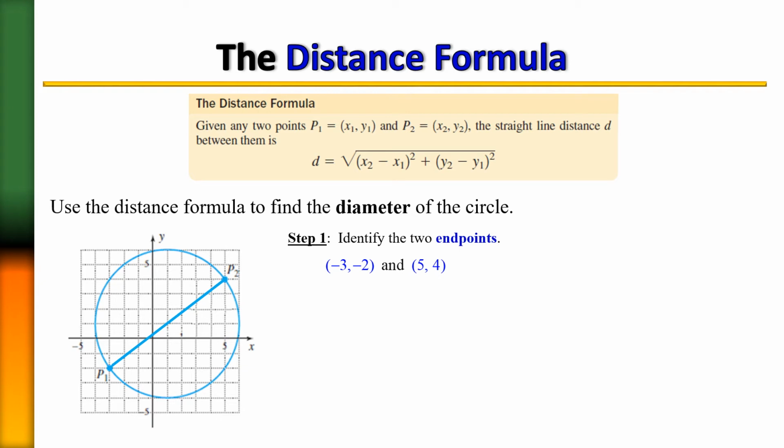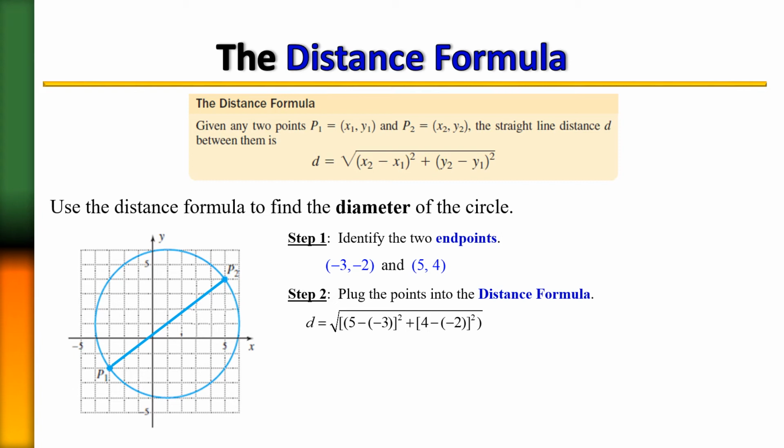So I'm going to plug them in like so, and by the way, I'm going to let -3, -2 be point 1. And I'm going to let 5, 4 be point 2, but again, it really doesn't matter which one you let be point 1 or 2. You'll still come up with the same answer. All right, so go ahead and plug those points in. When you plug them in, it should look like so.